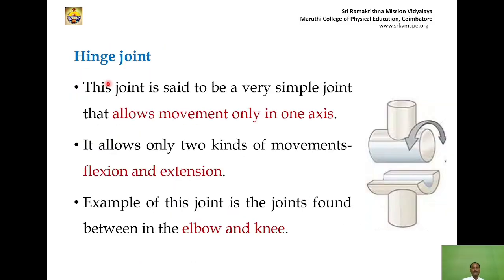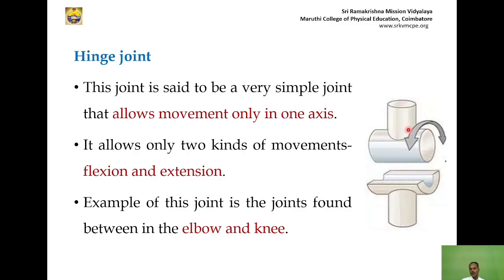And the hinge joint is said to be a very simple joint that allows movement only in one axis. It allows two kinds of movements: flexion and extension. The examples are the elbow and knee. Through the elbow joint, we can flex our arm and extend our arm because of the alignment of the joint. Here we can do only one axis movement. There is no possibility for another axis.